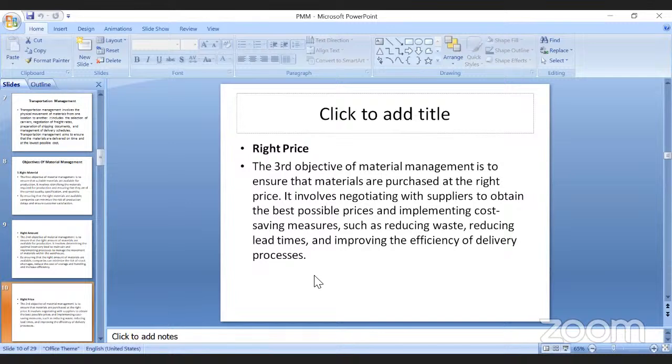Thank you very much. Today we discussed material management and its types, the key points when exploring material management, and we gave examples of the different types of material management and also the objectives of material management. Clear?